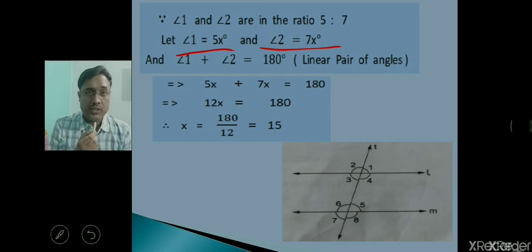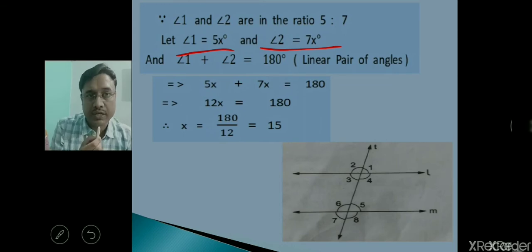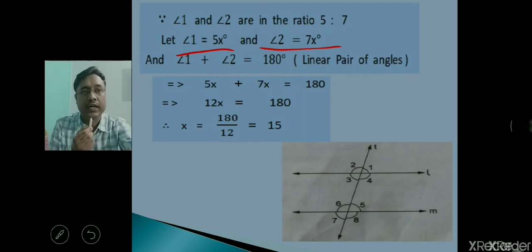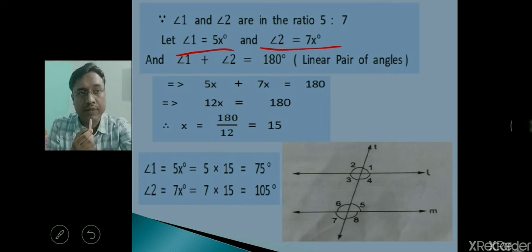When you solve this equation, it will come 12x equals 180, then x equals 180 by 12, which is 15. So the x value is 15. Now we can find the value of angle 1 and angle 2. Angle 1 we have assumed 5x, so 5 into 15 is 75 degrees, and angle 2 is 7x, means 7 into 15, 105 degrees.